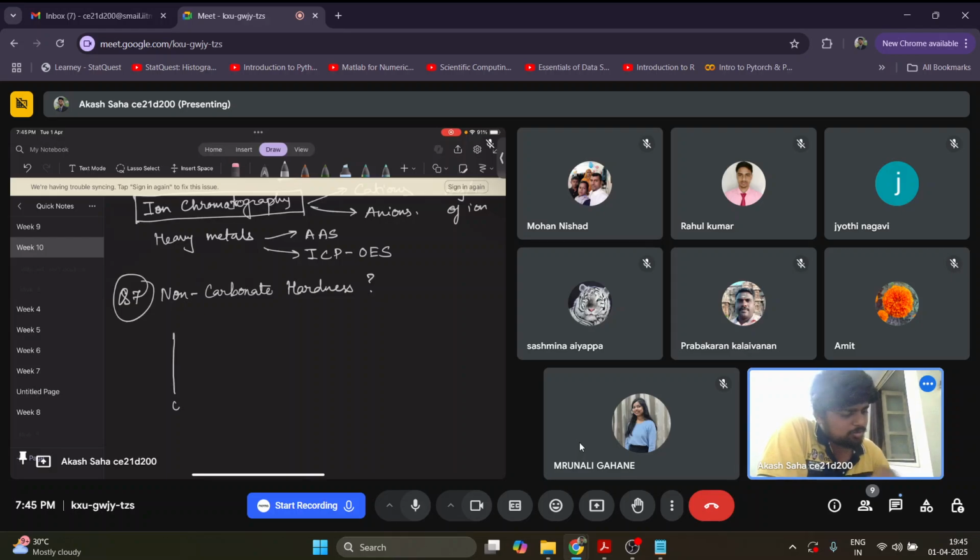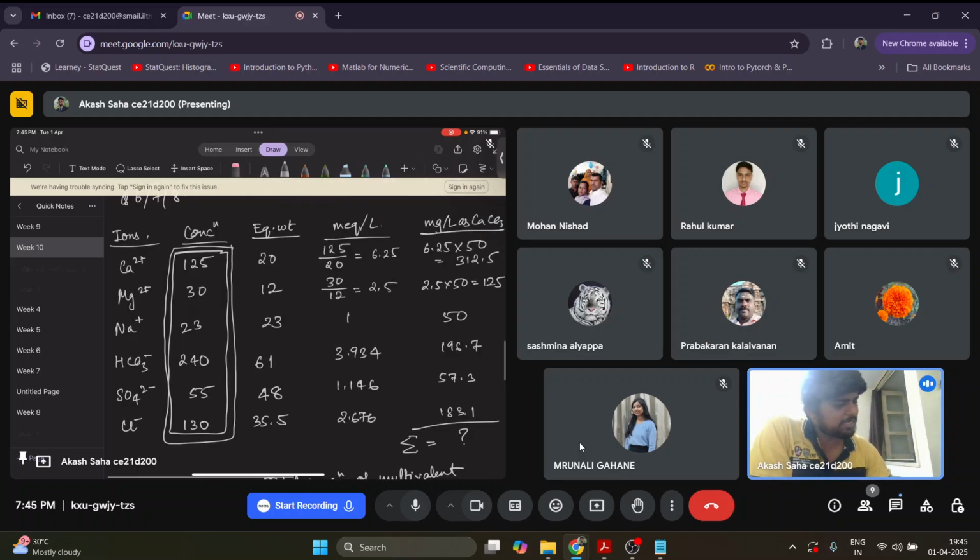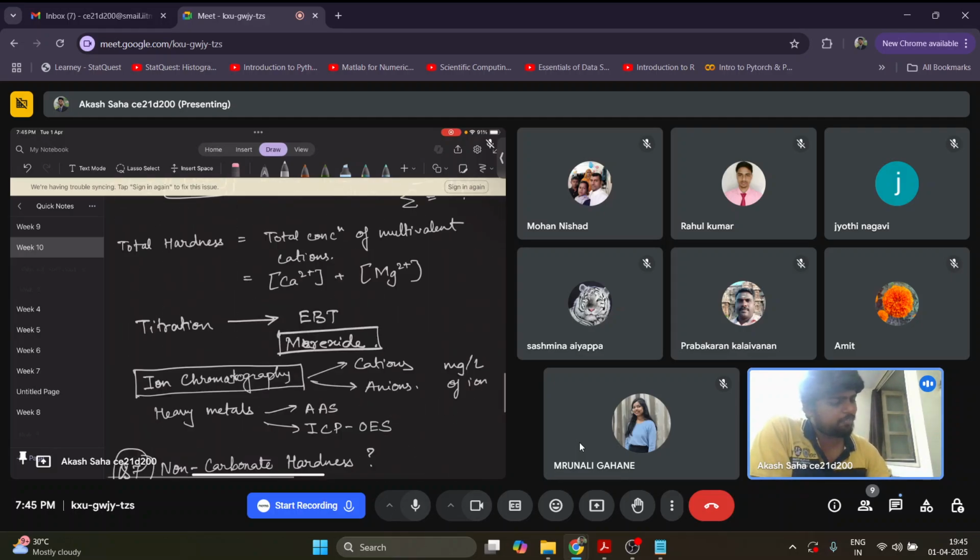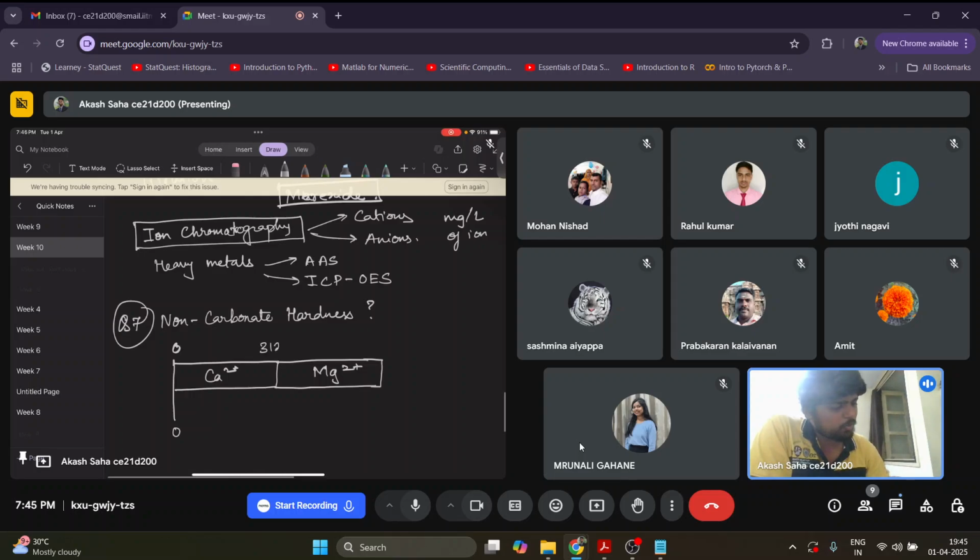How to make a line chart? Suppose this is my zero level. Now I will make one bar. This is my calcium 2 plus. I will make another bar. This is my magnesium 2 plus. So this is my total hardness. From 0 to calcium, what is the calcium hardness? Calcium hardness is 312.5, so 0 to 312.5 is calcium hardness.